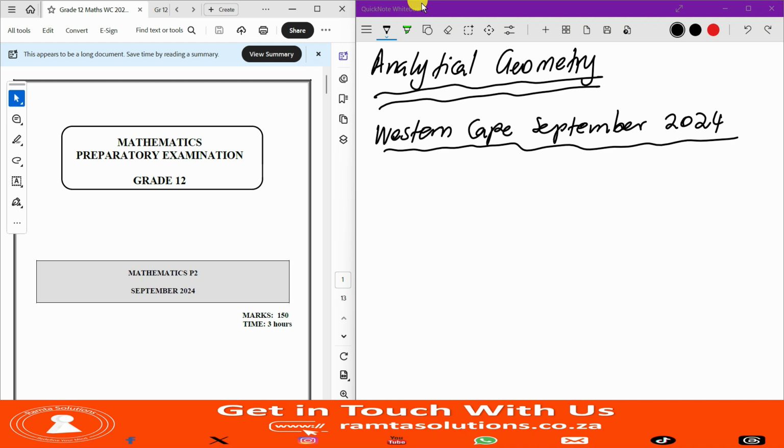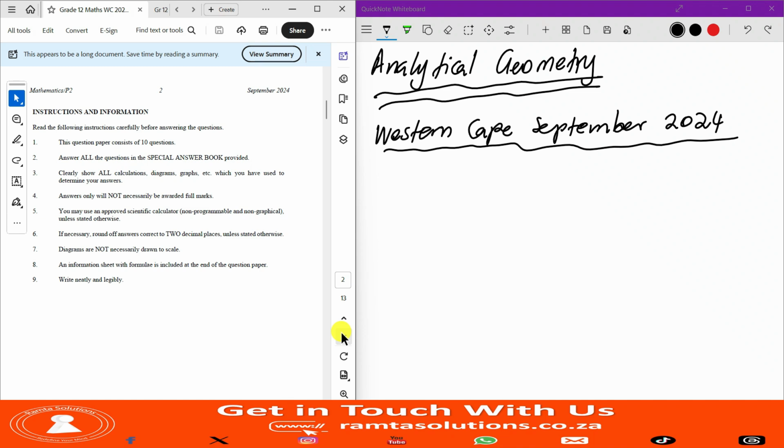Today, the question paper that we are looking at is the Western Cape's Mathematics Paper 2 of September 2024. And because this is an examination paper, it's important that we read instructions. I'm not going to read all of them, but just to highlight a few.